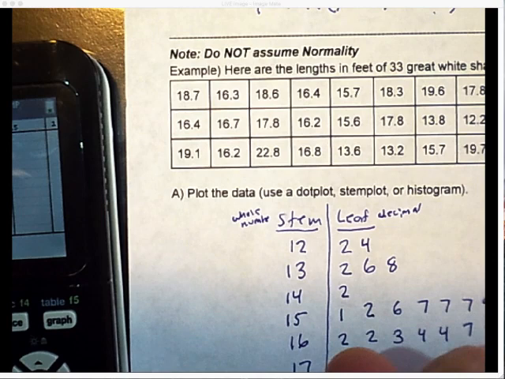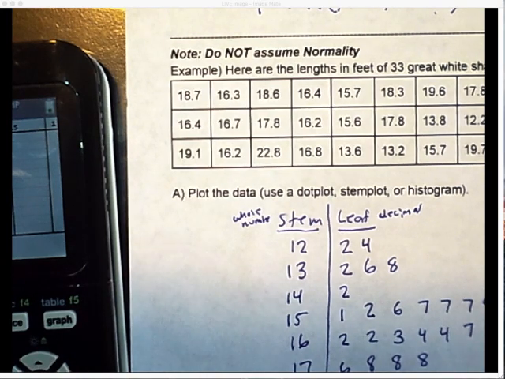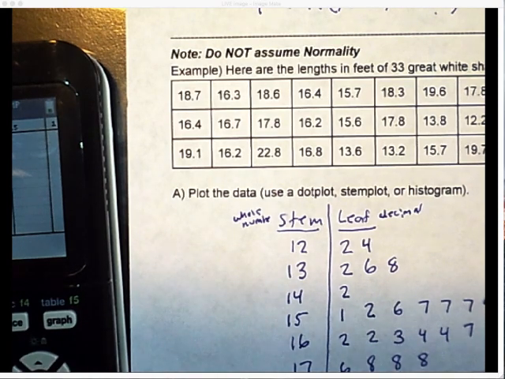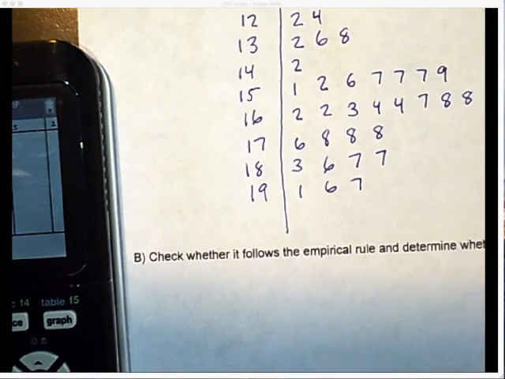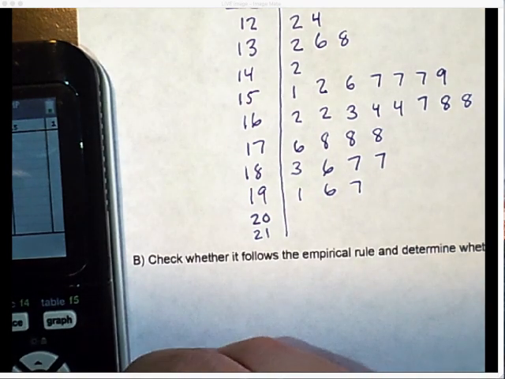I have a 17.6, I have 3 17.8s, I have an 18.3. I have an 18.6. Two 18.7s. I have a 19.1, a 19.6, a 19.7. Okay. I don't have any 20s. I don't have any 21s. But I do have a 22.8.